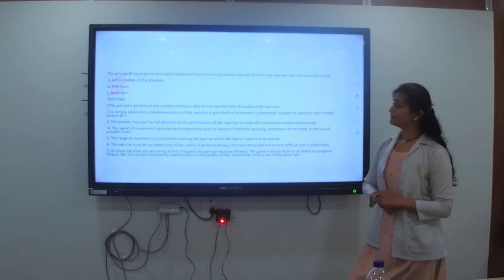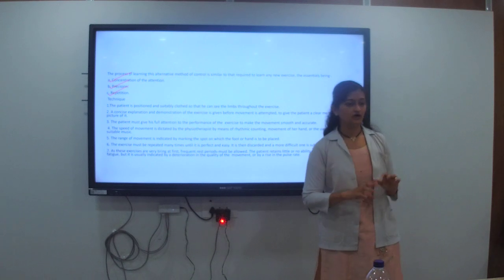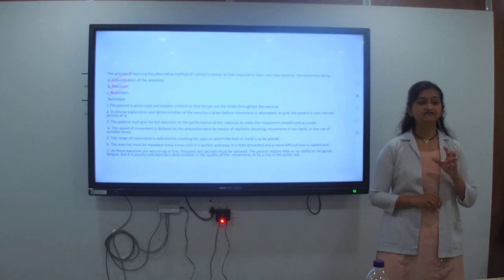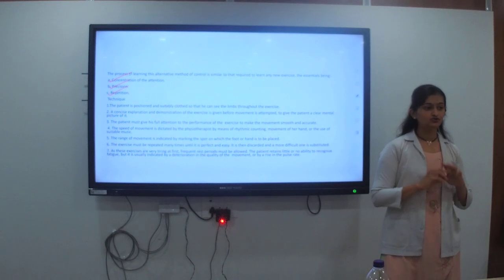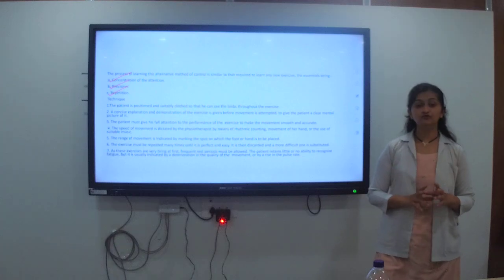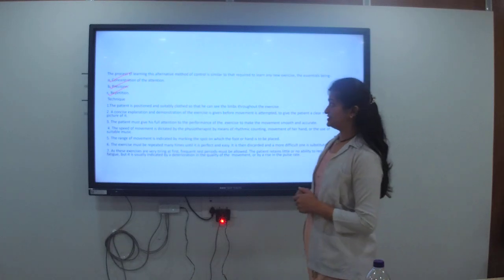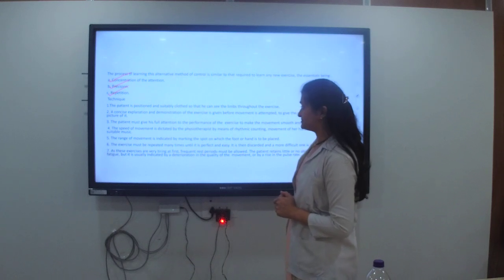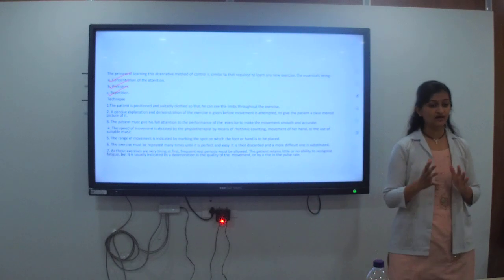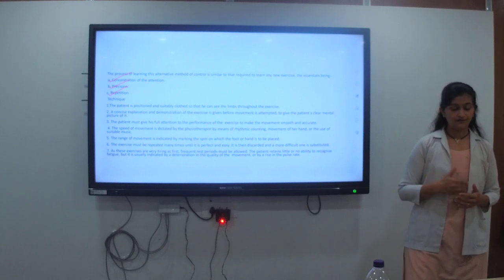Now what is the meaning of this concentration? Whenever you are prescribing any Frenkel's exercise to the patient, you should ask the patient to concentrate, or pay attention to what they are performing. Second is precision, and third is repetition. Repetition means you have to ask the patient to repeat it frequently.